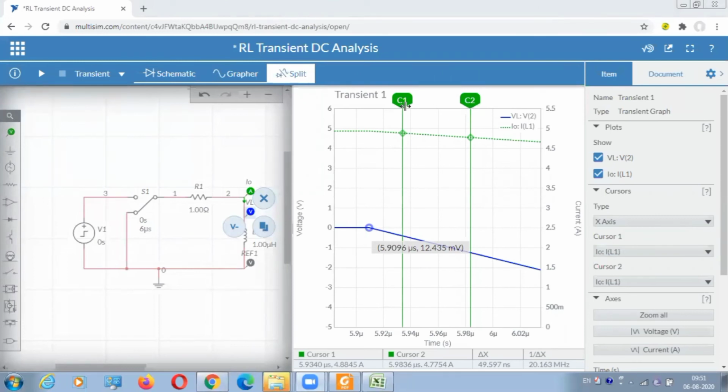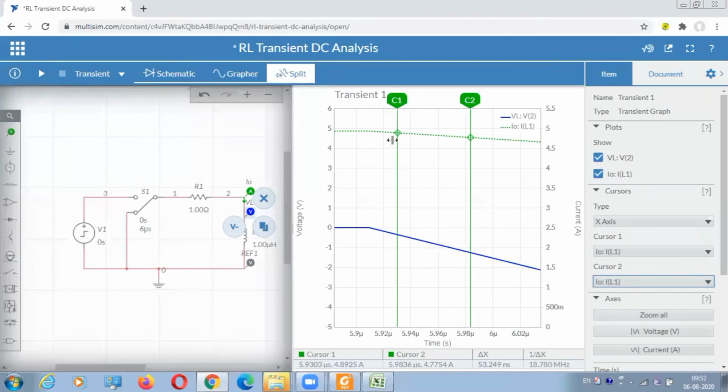From here, cursor 1, this is C1 cursor 1, C2 cursor 2. You can select which one you will choose. Voltage means blue line, current means yellow. See, if I choose voltage, the point has shifted to this over here. If I tell you to find out current, just click on current. It will shift to this point. I am telling you to find out current at 5.94. Bring your mouse over here.